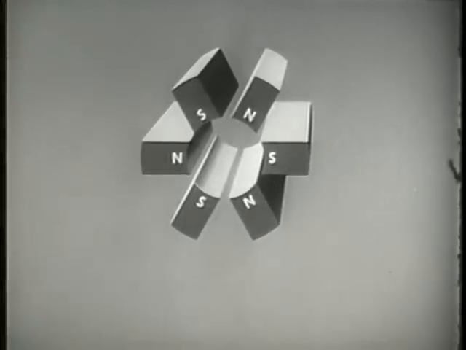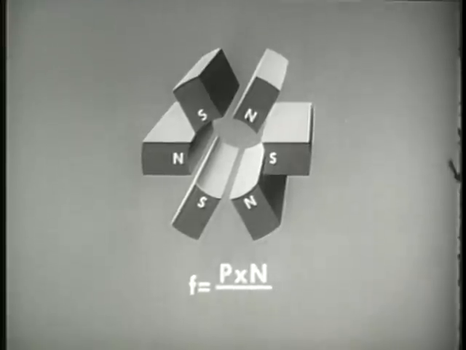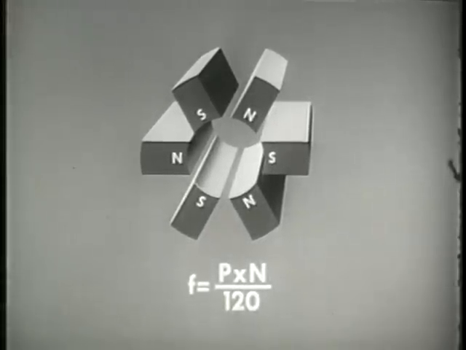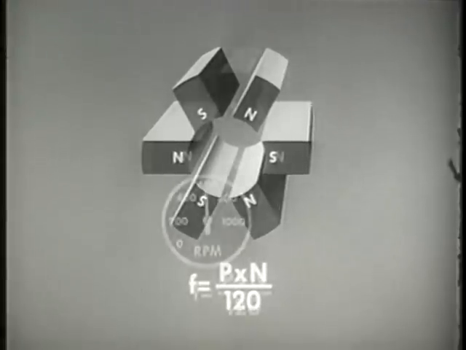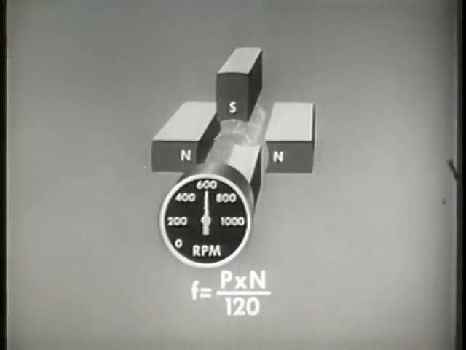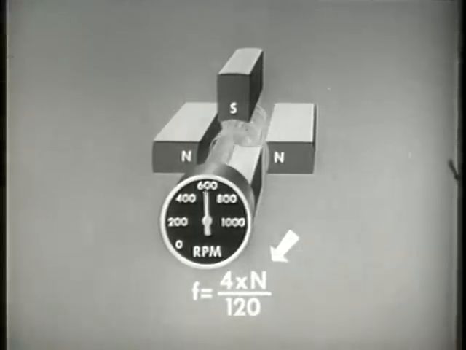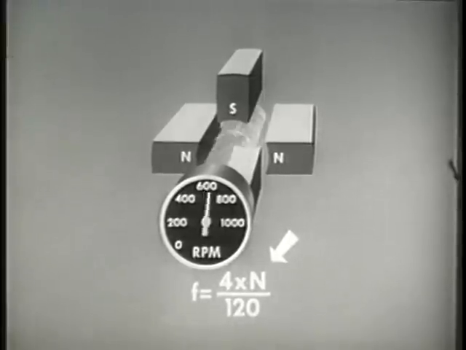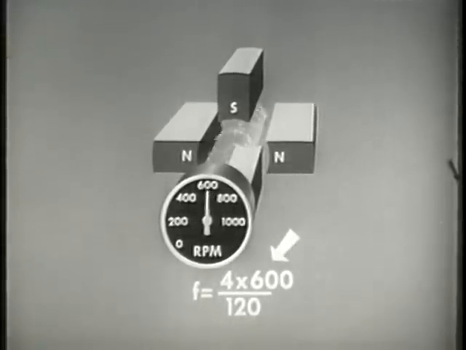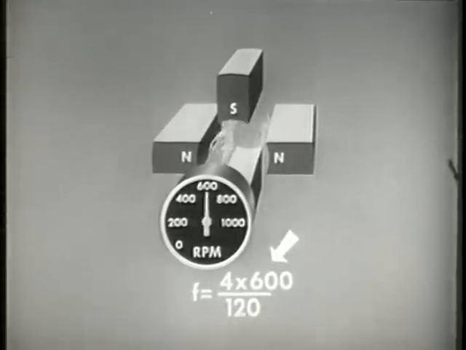The formula for frequency in an AC generator can be expressed as follows. F, which is frequency in cycles per second, equals P, the number of poles, times N, revolutions per minute, over 120. We can find the frequency of a four-pole AC generator whose speed of rotation is 600 revolutions per minute by substituting 4 for the number of poles, P, and 600, the RPM, for N. Here the frequency is 20 cycles per second.